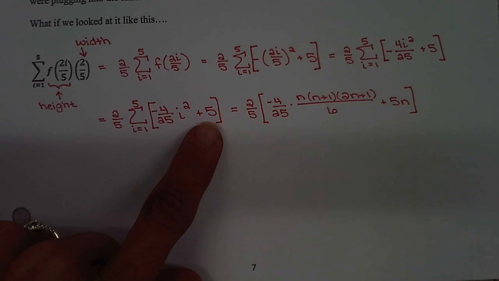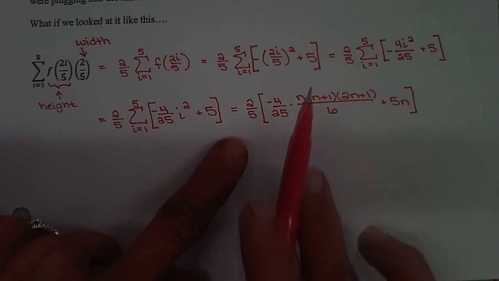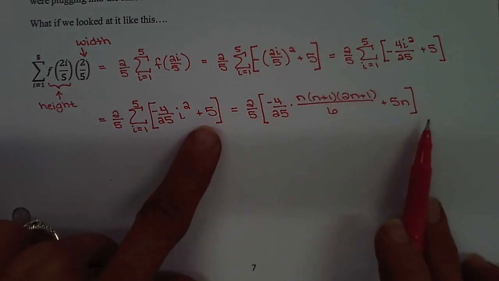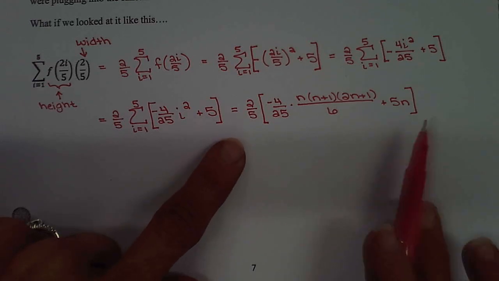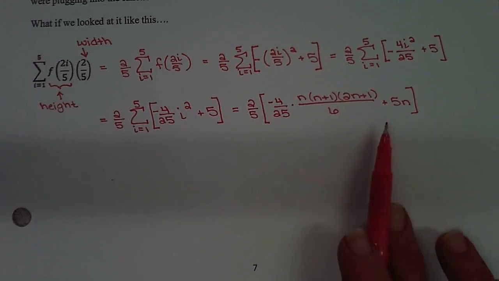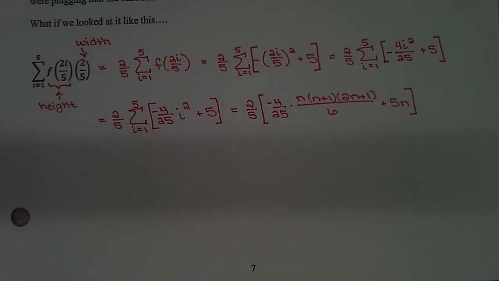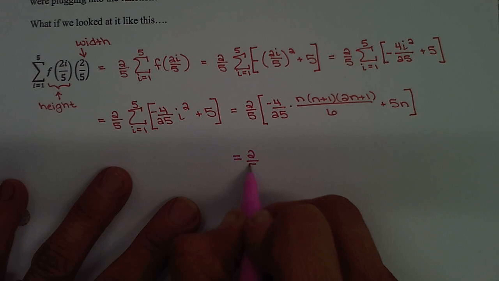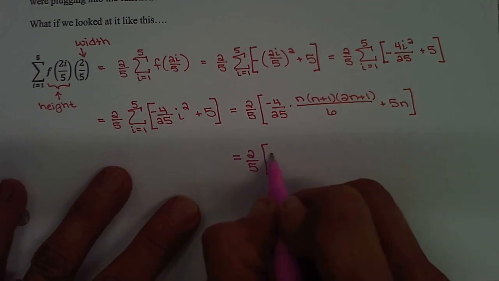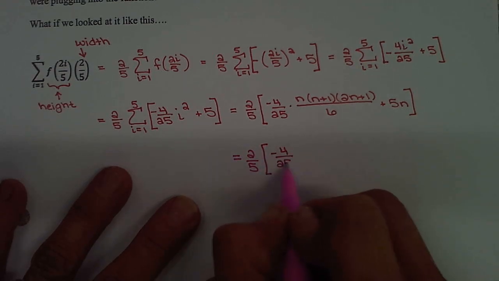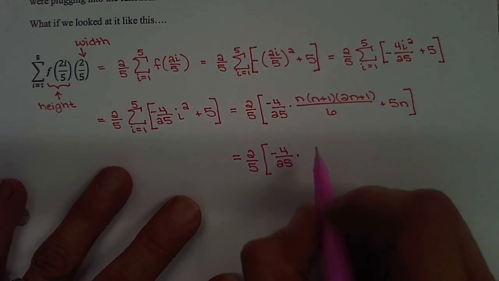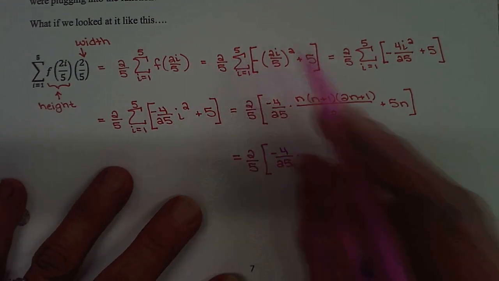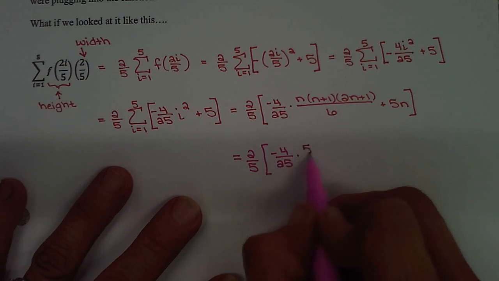And now for this one, since we're just trying to jump ahead to the number, we could go ahead and simplify in here. And we actually have examples later on today where we are going to do all of that simplifying. But as for right now, let's just plug in that 5 into all of these n's so that we can simplify and get a solution. So this is going to be 2/5 times a negative 4 over 25 times n is 5, because that was my upper limit. So this is going to be a 5.